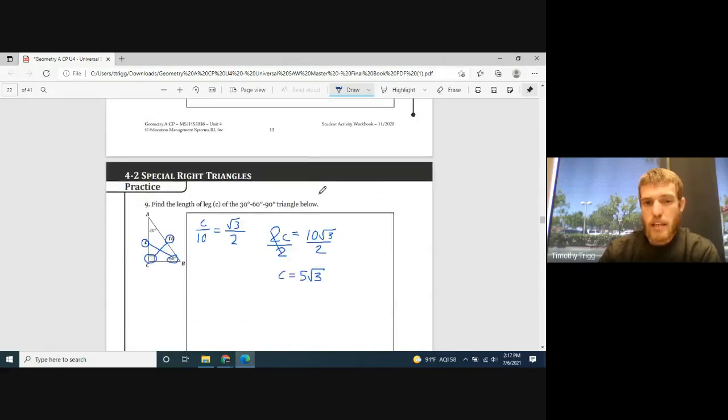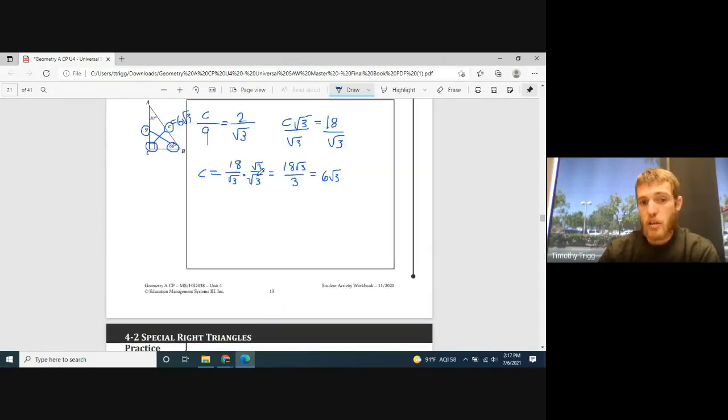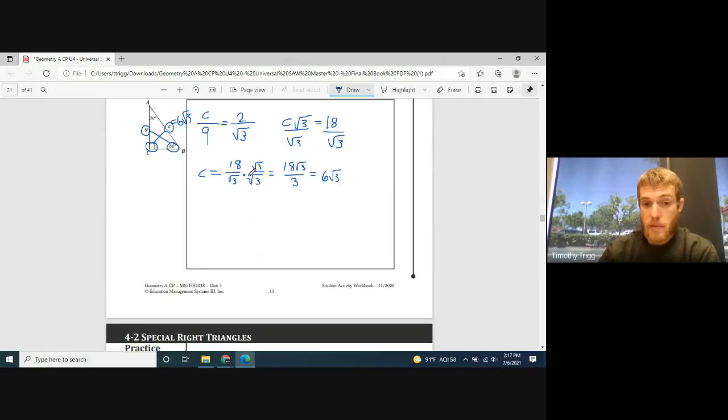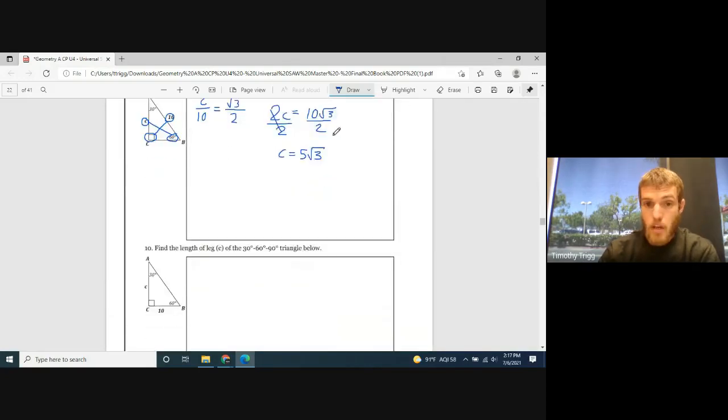In this one's case, we did not have to do this rationalization because it didn't have square root of 3 in the denominator. Okay, we only have to do this business if there's a square root in the denominator. Here the denominator does not have that. You don't have to worry about that. So that's it. You're done. C is that. So that's the length of C here.